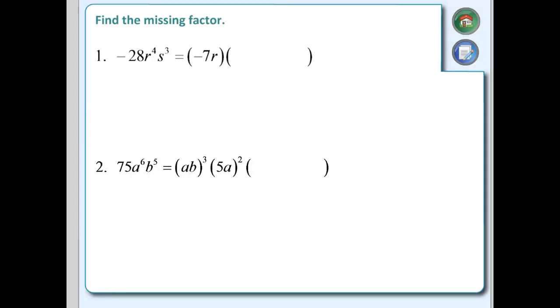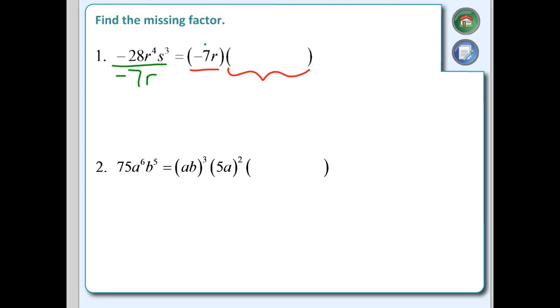Now, if you look here at our next slide, they want us to find the missing factor. Now remember, factors means we're multiplying things together. So we've got to figure out what did I multiply negative 7r by to get negative 28r to the 4th s to the 3rd. Well, if these two written beside each other mean multiplication, what's the inverse, the opposite of multiplication? Division, that's right. So we're going to divide by the factor that we know, negative 7r, to find the missing factor.